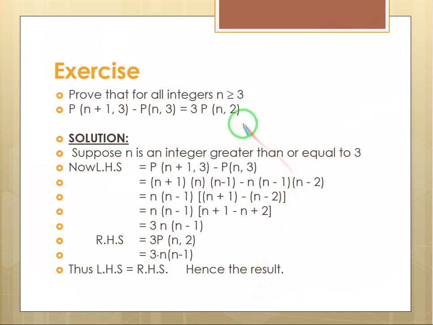So coming to this example, prove that for all integers n greater than or equal to 3, this is basically our left and right hand side. We need to prove it. So let's see, taking our left hand side, we have this formula. Open this now: (n plus 1)P3, you can write n plus 1 permutation with 3.